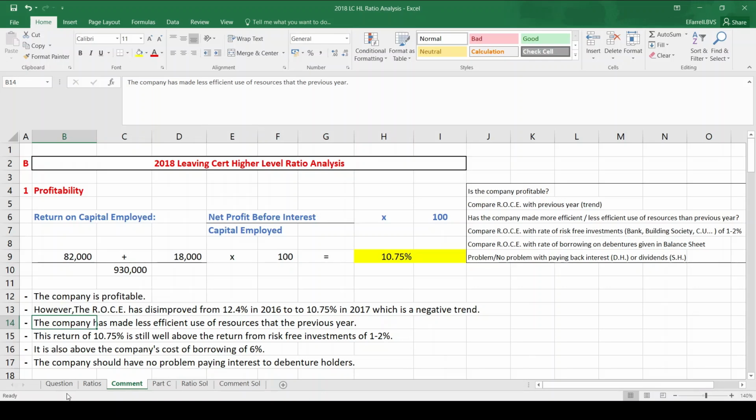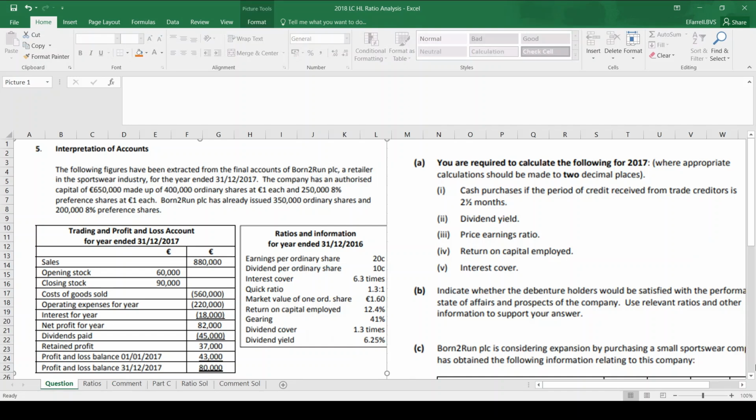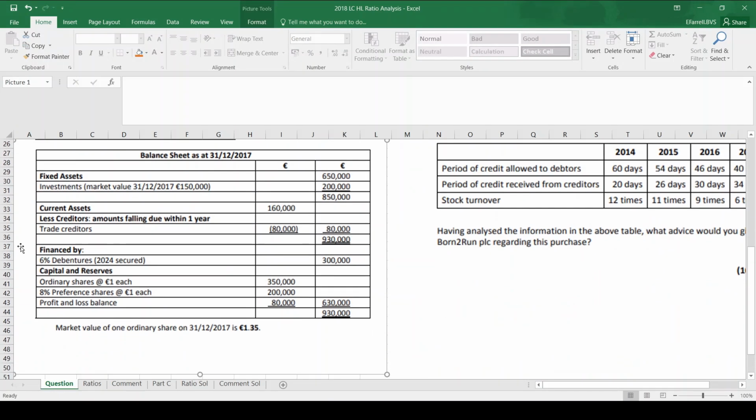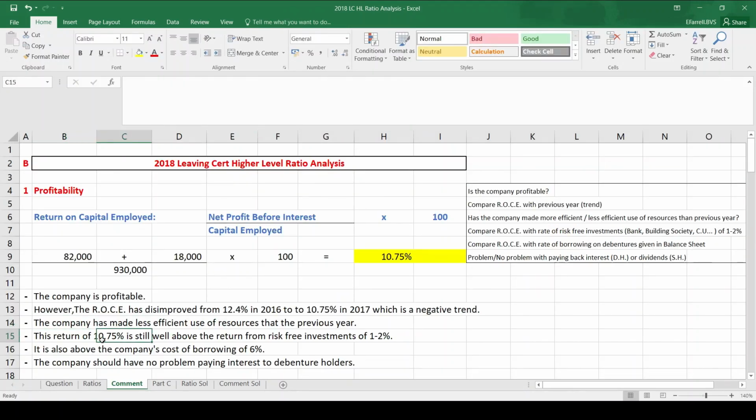We also compare it to the cost of borrowing on debentures, because there's no point borrowing money and paying a certain percentage on that and then earning a return less than that. So this company is borrowing money and paying 6% interest on it. We compare our return to that, and 10.75 is better than 6, so it probably doesn't make sense to borrow the money in this case. So we simply say it's also above the company's cost of borrowing of 6%. If the company's cost of borrowing was 12%, you'd say it was below the company's cost of borrowing of 12%, which would be a worrying trend or something like that.